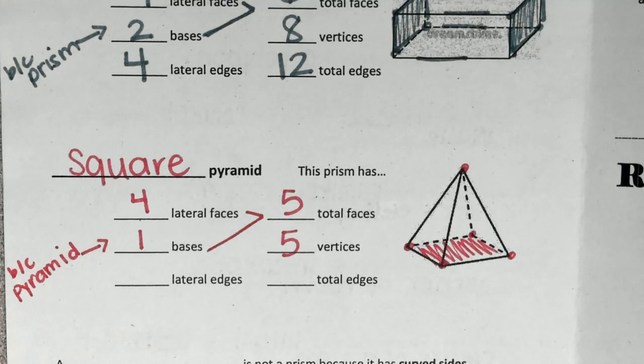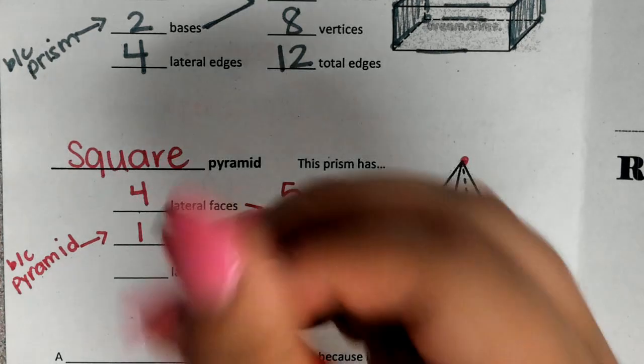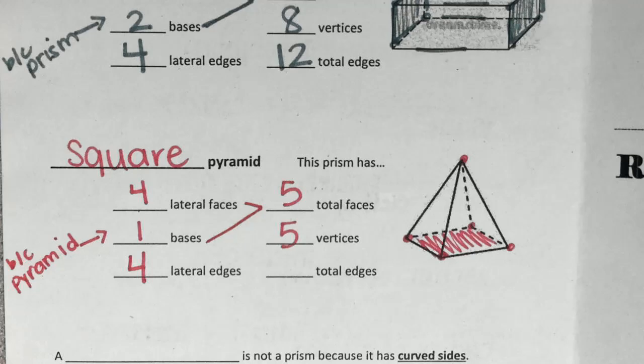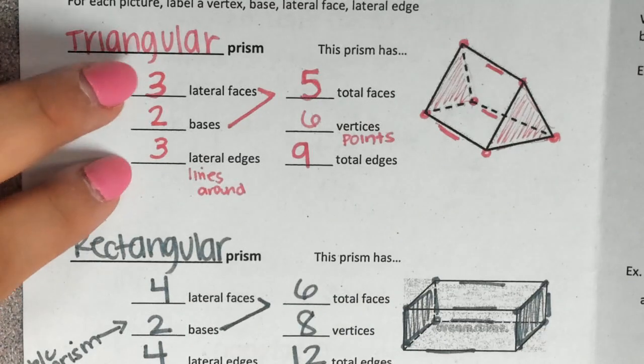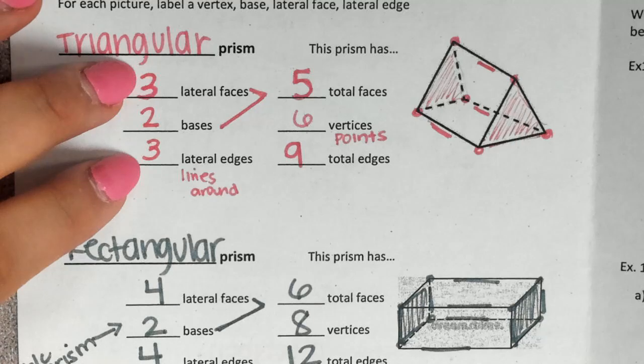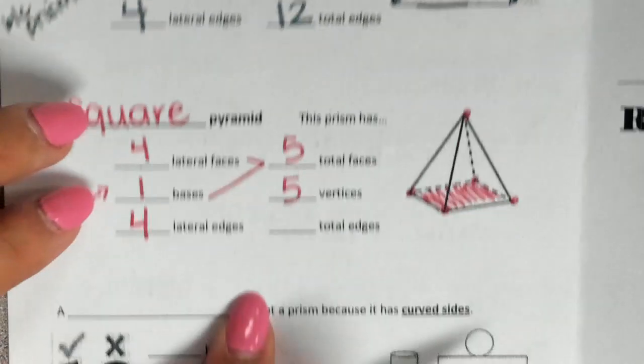Yes. All right. And then how many lateral edges, around how many lines are there? Is it 4? It is 4. So 4 times 3 equals 12. By the way, look at all of these, your lateral edges and your lateral faces. What do you notice about all of them? They're the same.